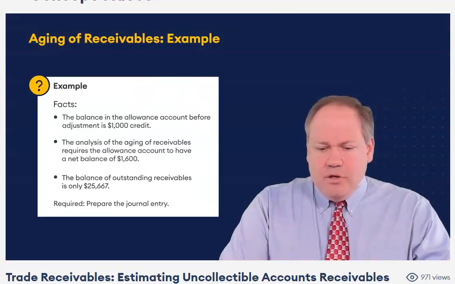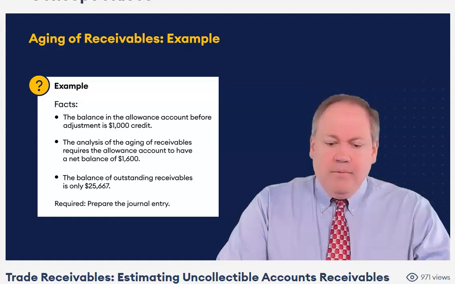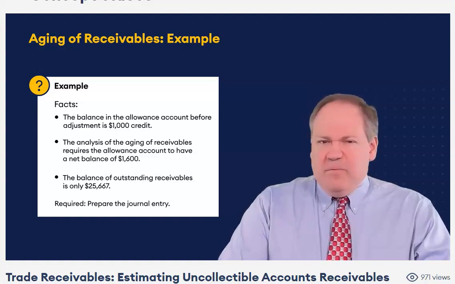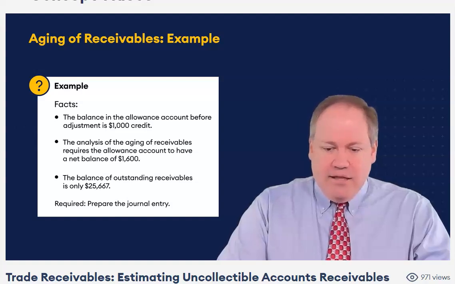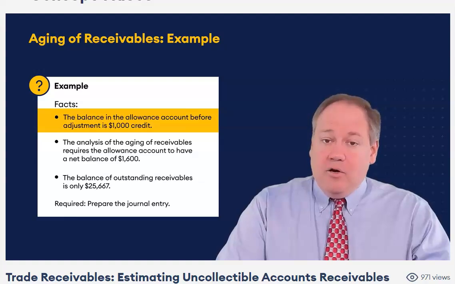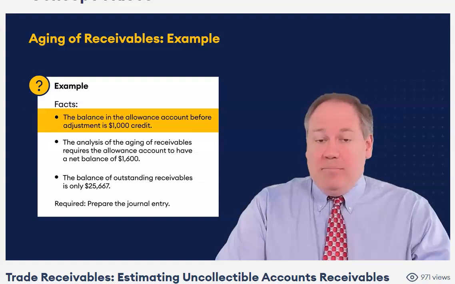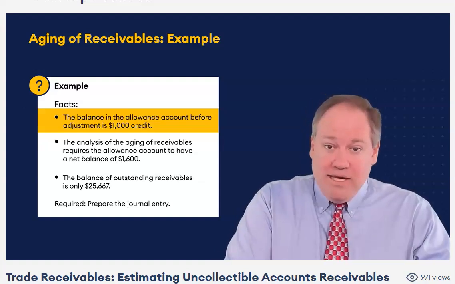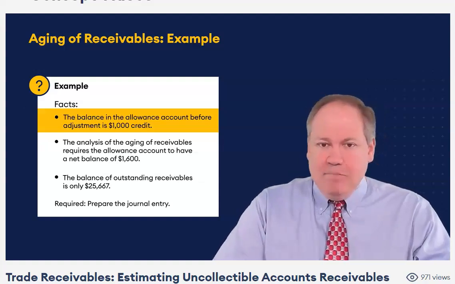So we're going to return to DEF Company once again. This time they say, actually, we're going to have a little bit different balance. We're not going to have that $80,000 balance. What we're going to do is we're going to say, yep, we start the period with a $1,000 credit in the allowance account. What's important about that is we end in the same place. We're going to figure out what was the allowance and what does the allowance need to be.